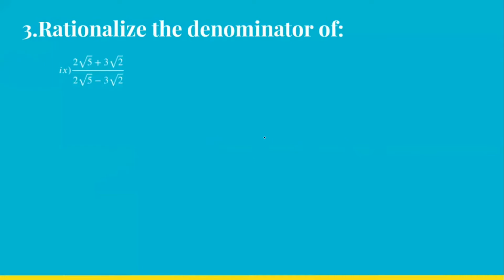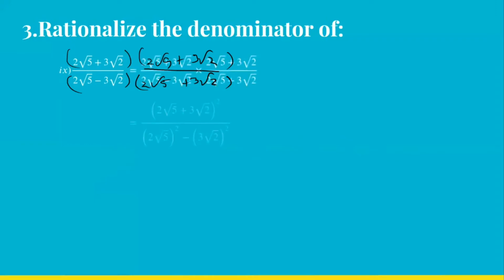Next, 2 root 5 plus 3 root 2 upon 2 root 5 minus 3 root 2. So the rationalizing factor is going to be 2 root 5 plus 3 root 2 upon 2 root 5 plus 3 root 2. So we get here a minus b into a plus b, and in the numerator we are getting a plus b the whole square. So this is how on rationalizing we get 2 root 5 plus 3 root 2 the whole square upon a square minus b square. So 2 square is 4 and root 5 square is 5, so 4 5s are 20. 3 square is 9 and root 2 square is 2, so 9 2s are 18.